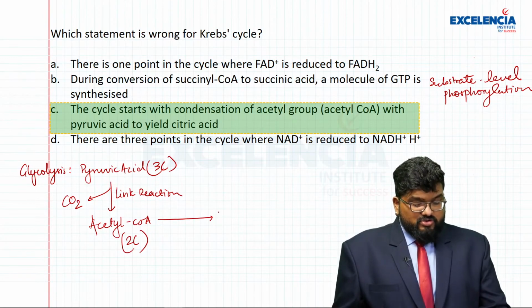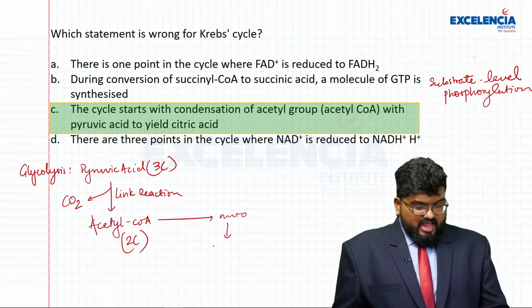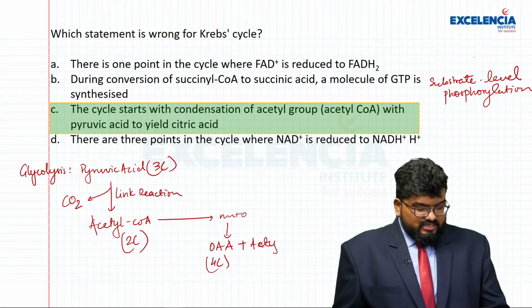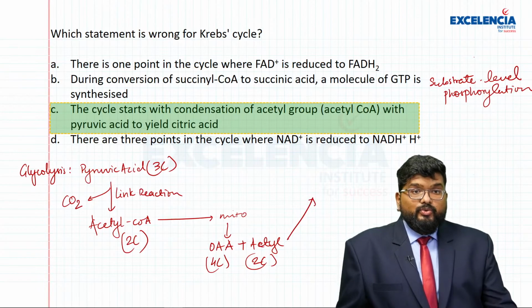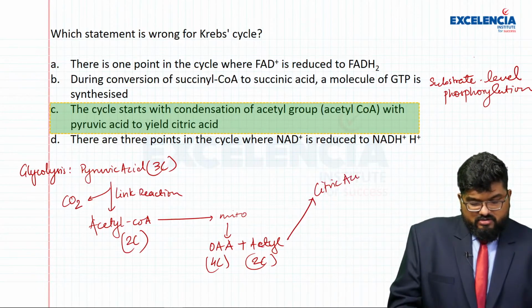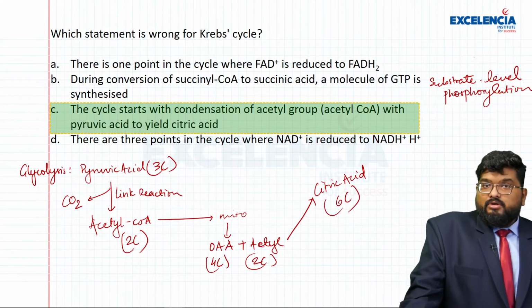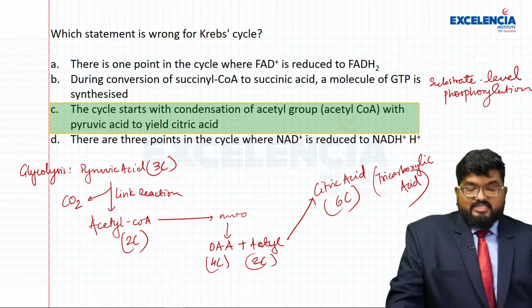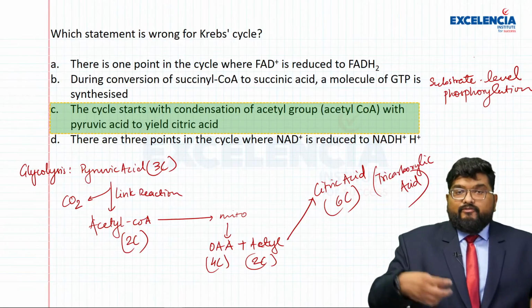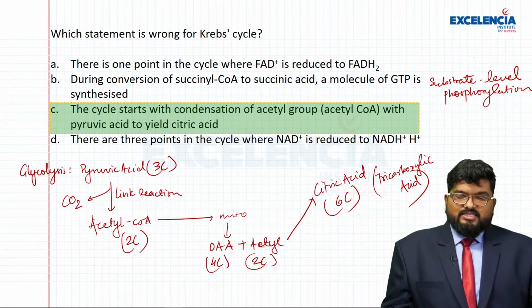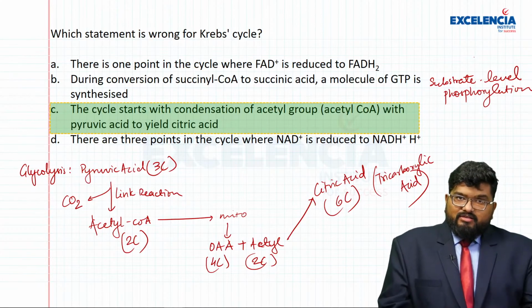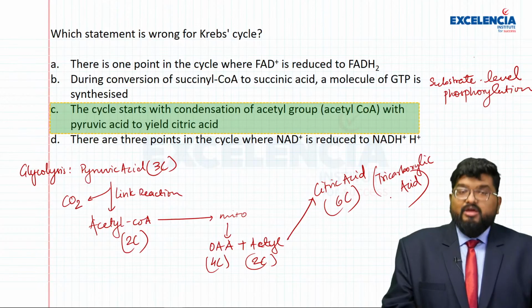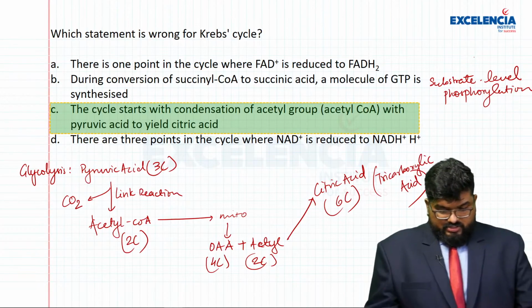Acetyl-CoA is a 2-carbon compound which goes to the mitochondria, and there it is taken up by oxaloacetic acid, which is a 4-carbon compound, which takes up the acetyl and gives rise to citric acid, which is a 6-carbon compound. Got it? Citric acid is a tricarboxylic acid, right? And since it's the first stable product of the cycle, it is called the tricarboxylic acid cycle or the citric acid cycle, or Krebs cycle because it was discovered by Sir Hans Krebs. Got it? Yep, wonderful. So this is how it works.